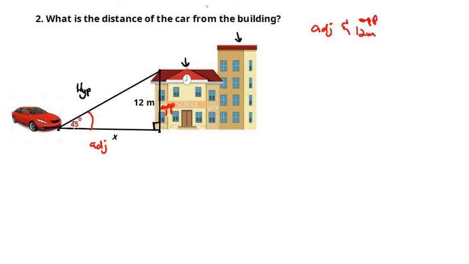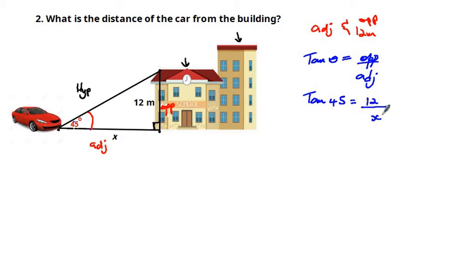So the trig ratio that links these two sides is the tangent trig ratio, where tan theta equal opposite over adjacent. Alright, so let's carry out the substitution now. So tan theta is 45 degrees, so tan 45 is equal to the opposite, which is 12, over the adjacent, which is x. We want to find what x is.